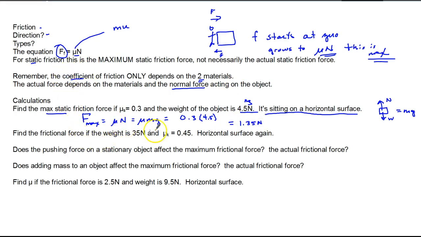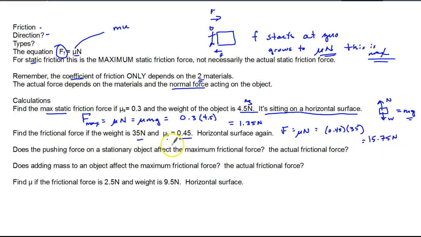And that's newtons because it's a force. Find the frictional force if the weight is 35 newtons and the coefficient of kinetic friction is 0.45. Again, we're on a horizontal surface, and that just means that the normal force is equal to the weight again. So we have the frictional force equals mu times the normal force equals 0.45 times the normal force, which is the weight, 35. And 0.45 times 35 equals 15.75 newtons.